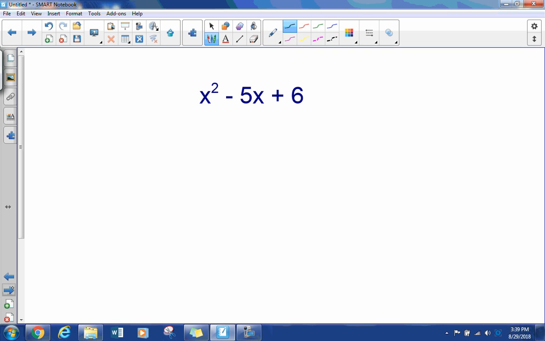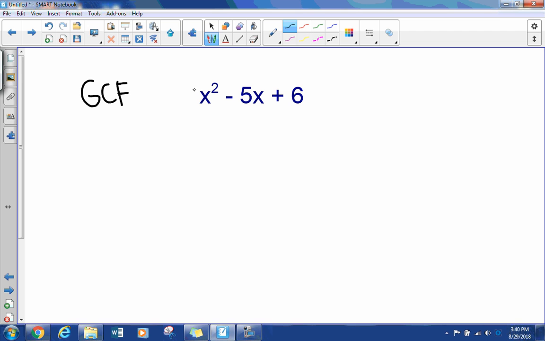All right, the next method that we're going to look at is factoring what we call a quadratic trinomial. And this first method is when the quadratic trinomial has a leading coefficient. In other words, the coefficient on the x squared term. It looks like there isn't one, but that's because it's actually that invisible 1.